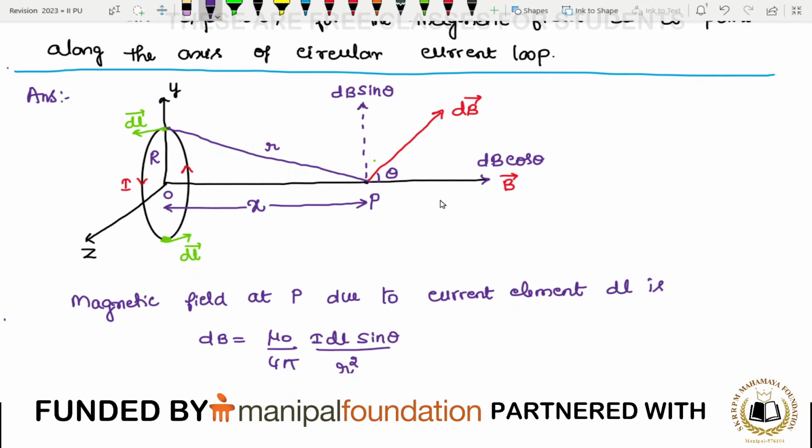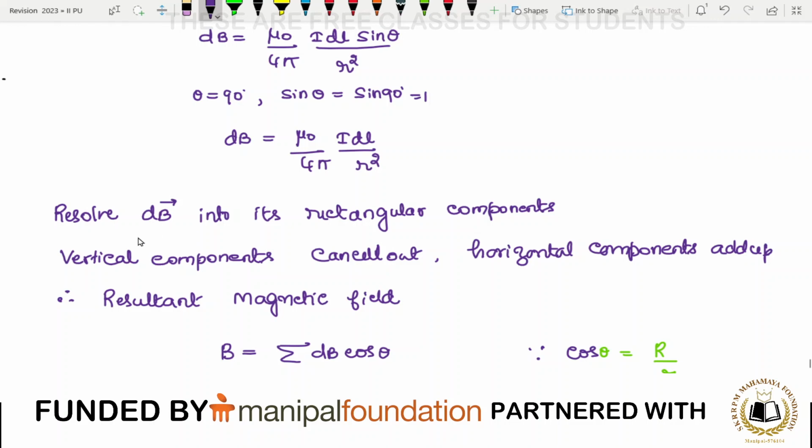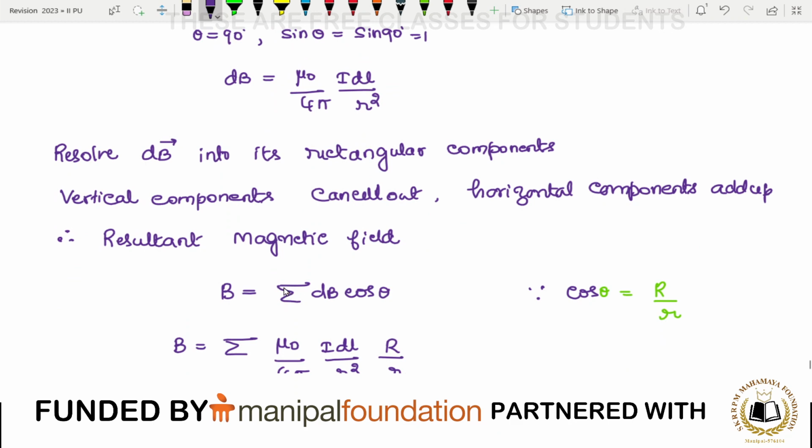Similarly, if I do this one here, I didn't draw that one, the same way it will come. Here dB cos theta along x-axis and dB sin theta along y-axis. So resolve dB into its rectangular components. Vertical components cancel out and horizontal components add up. Therefore, the resultant magnetic field becomes B equal to sigma dB cos theta.